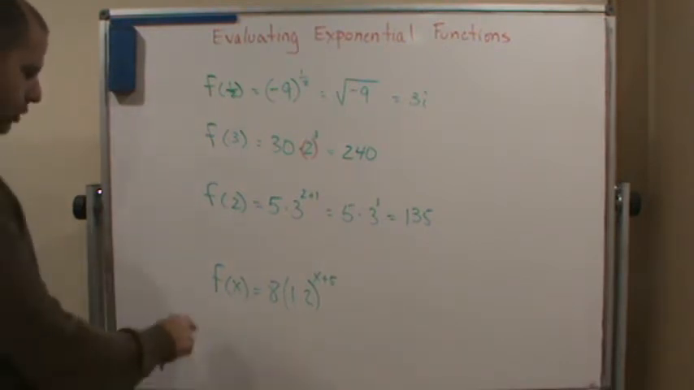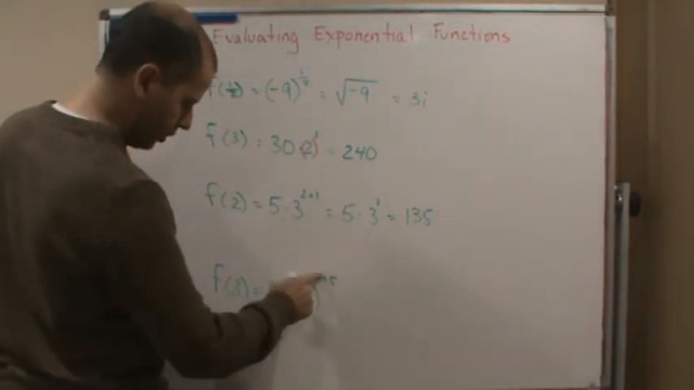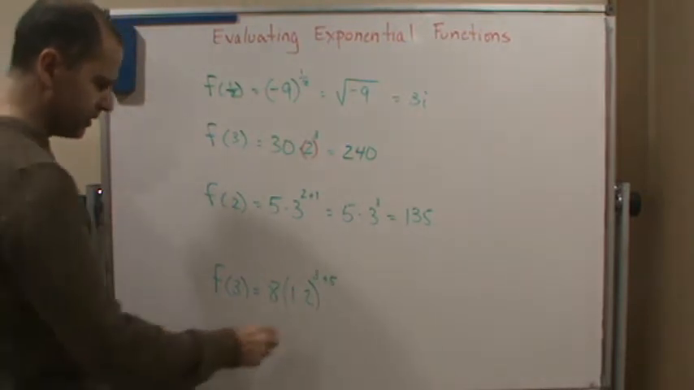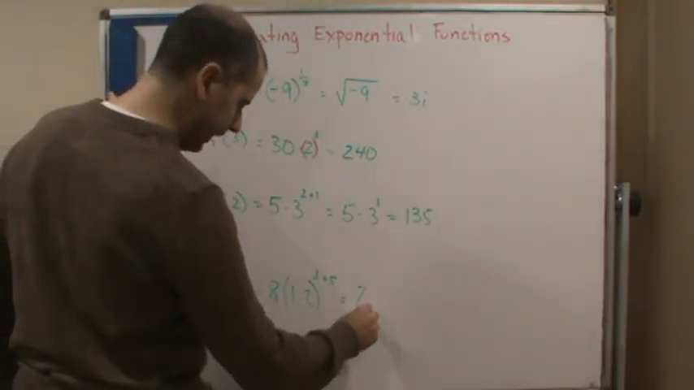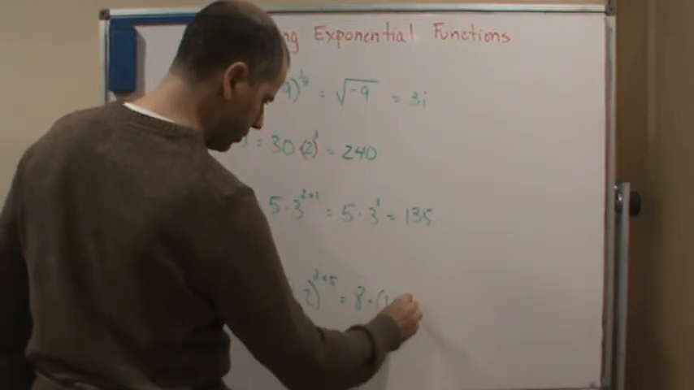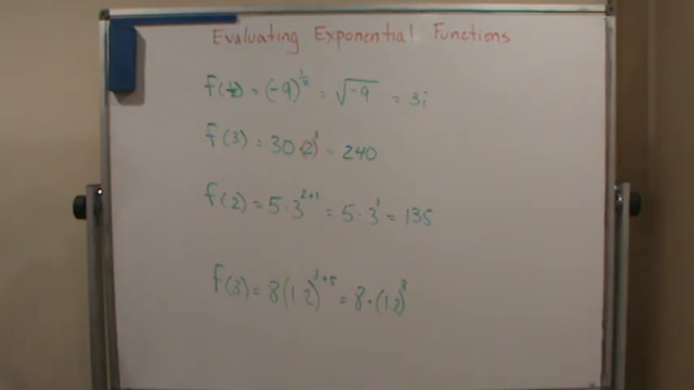Okay. Now what about this one? Well, let's do f of 3 for this one. So this is to the 3rd. So now this is going to equal 8 times 1.2 to the 8th power. Okay, now this one, I would use a calculator.